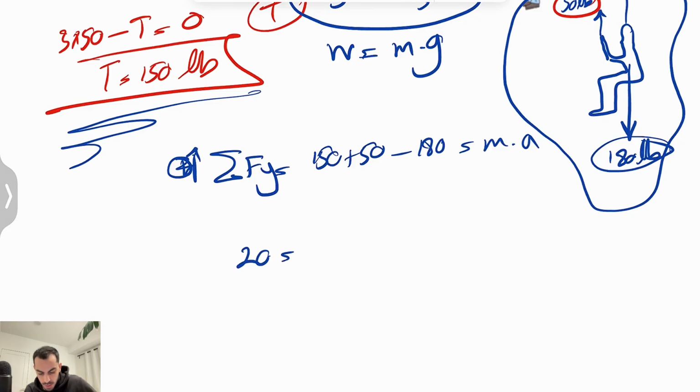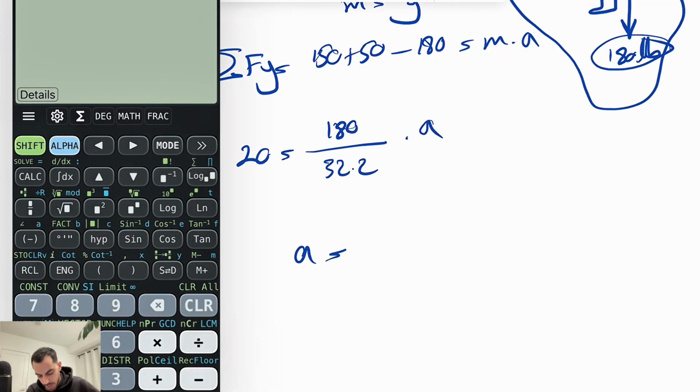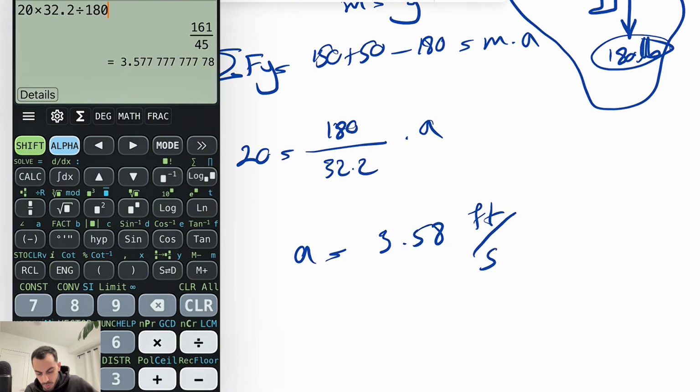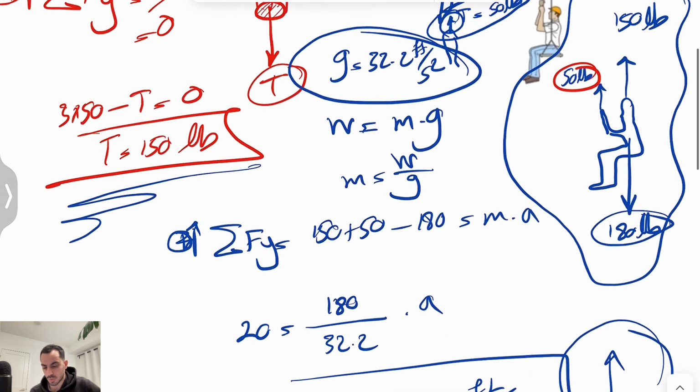So 20 is equal to 180 divided by 32.2, since mass would be W divided by g, times the acceleration. Let's just call it a or a_y, it doesn't really matter. So a would be 20 times 32.2 divided by 180, which is going to be 3.58 feet per second squared. As we can see, it's positive, which means the acceleration is upward, so the man is going up.